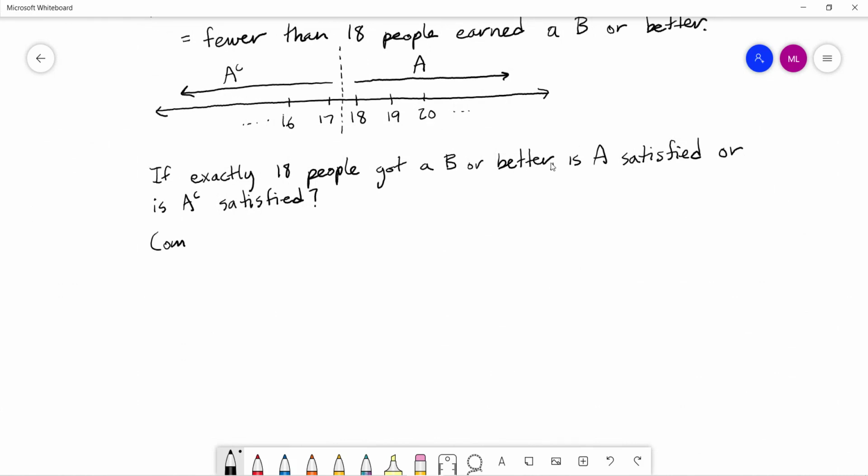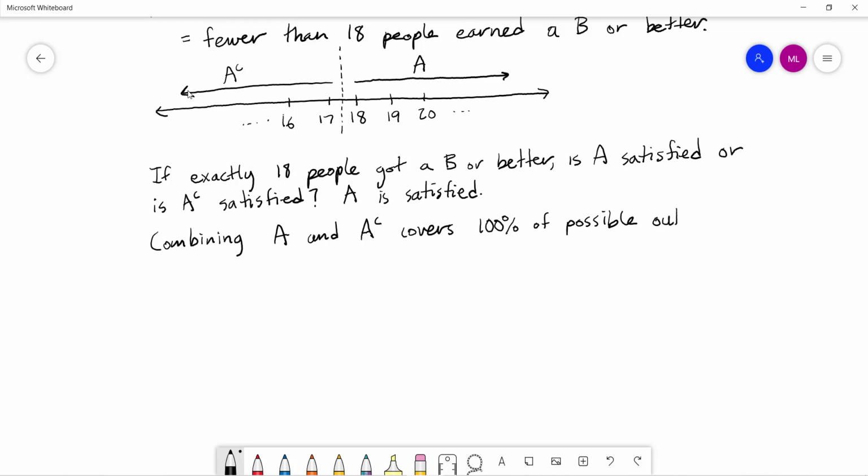If exactly 18 people got a B or better, is A satisfied or is A complement satisfied? So 18, we said that goes with A. A is satisfied. So coming back down to here, combining A and A complement covers 100% of possible outcomes. They combine to cover 100% of possible outcomes.